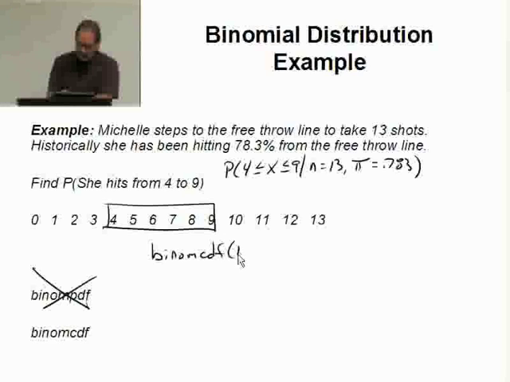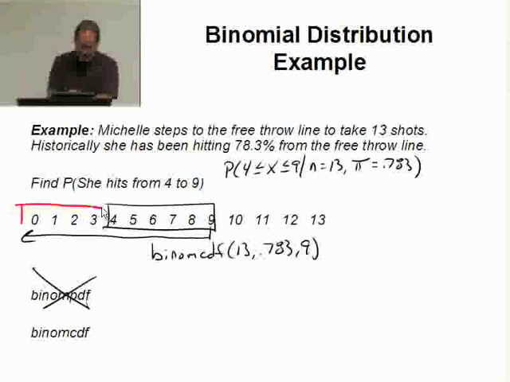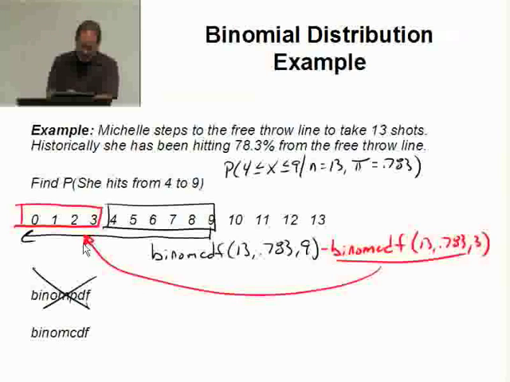Binom CDF 13, 0.783, 9, that's going to give me the probability from 9 all the way back to 0. It's too big. How much too big? 0 through 3. So if I subtract from it binom CDF 13, 0.783, and where do I need to cut it off? At 3. That will subtract off the piece that's too big. That will give me my answer.